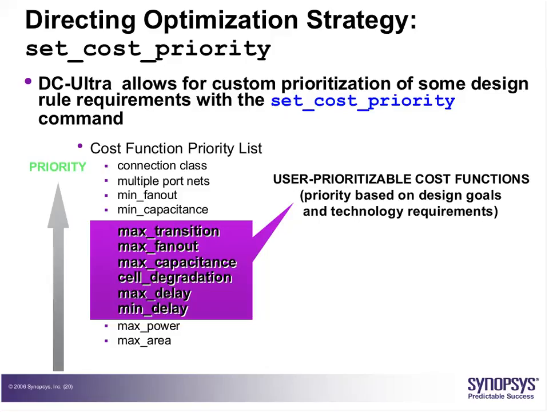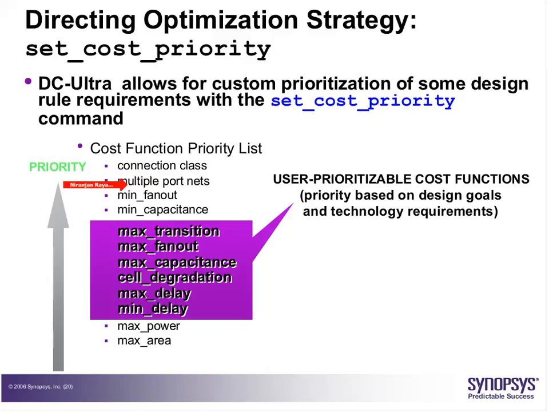Now let us look at something which is independent of either compile or compile ultra. This command, set cost priority, lets you change the cost function priority list according to which DC will optimize. Usually the priority runs like this, connection class, you can read more about it in the manual. I will explain it here.